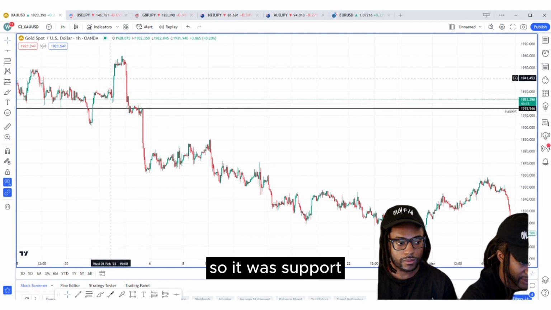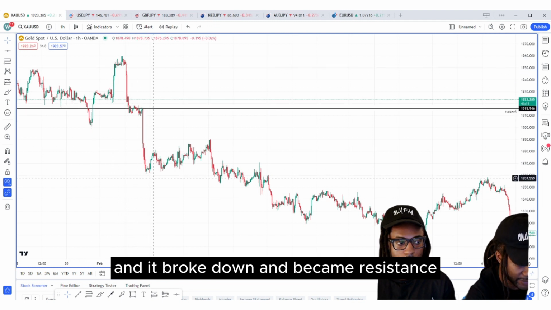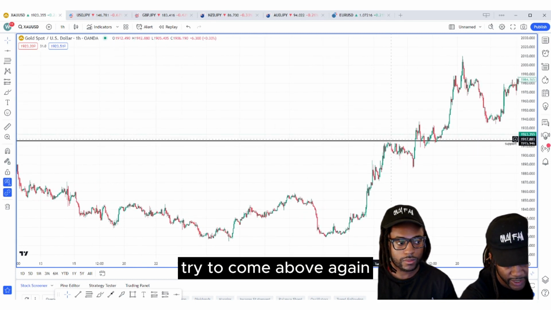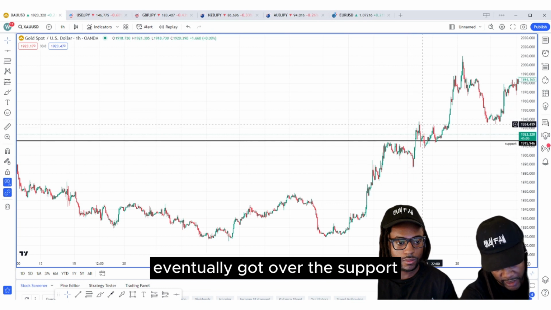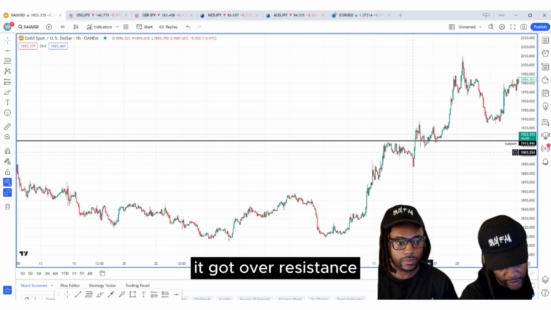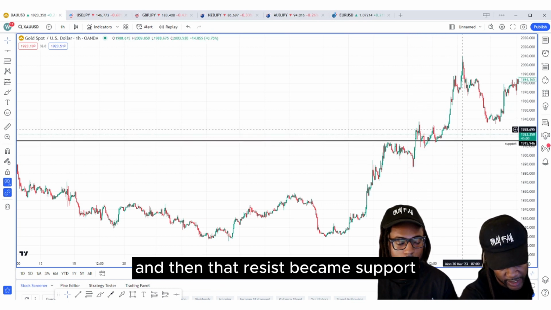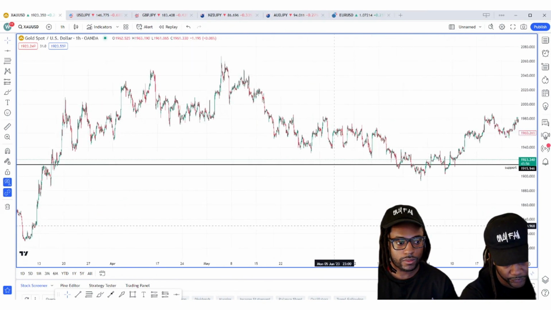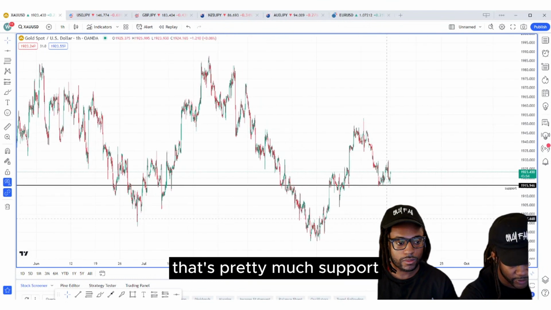So it was support, it just couldn't hold the support, and it broke down and became resistance from the same line. And then even come over here, try to come above again, broke down again, eventually got over the support, it got over the resistance, and then that resistance became support for movements upward. So that's pretty much support and resistance, guys.